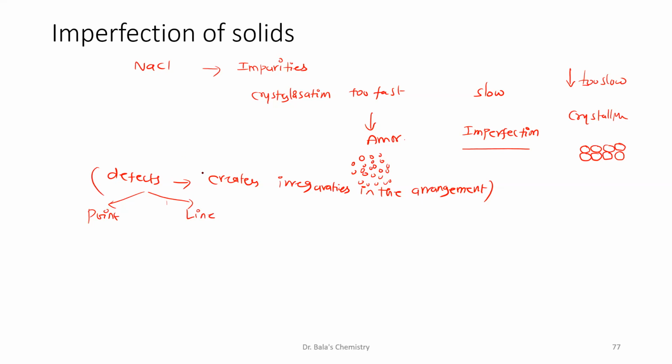But in your syllabus, they are not focusing that much on the line defect. You only need to know what a line defect is. The point defect, you should know in depth, because in point defect we have two categories. One is stoichiometric defect and the other is non-stoichiometric. If it affects the stoichiometry, it is stoichiometric, and if it is not affecting, then non-stoichiometric.